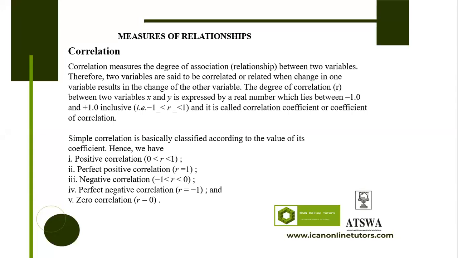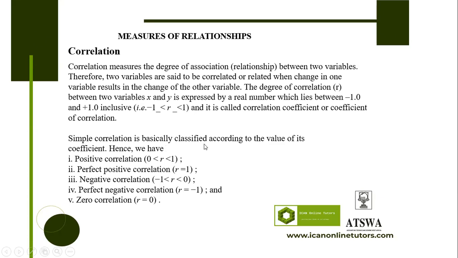It proceeds and says the degree of correlation between two variables x and y is expressed by a real number which lies between -1 and +1, inclusive: -1 less than or equal to r less than or equal to 1. It's the same thing as saying between the range of -1 and 1. When we go into this class, you are going to understand more. This is called the correlation coefficient or coefficient of correlation. I want us to note this very well.